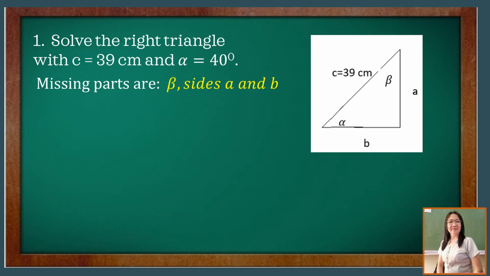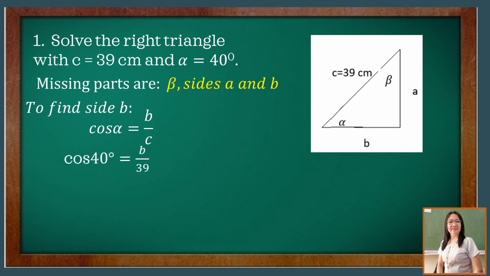Now another requirement in our problem is to find side B. Looking at side B, this is adjacent to our alpha, so we are going to use the function cosine. So cosine alpha is B over the hypotenuse C. By substitution, cosine 40 degrees is equal to the required B over 39, which is the given hypotenuse.